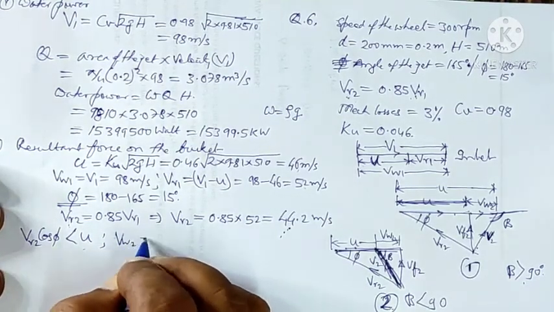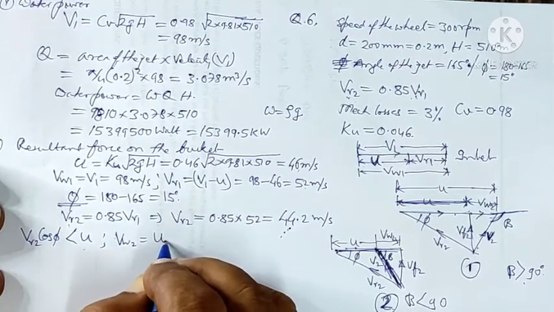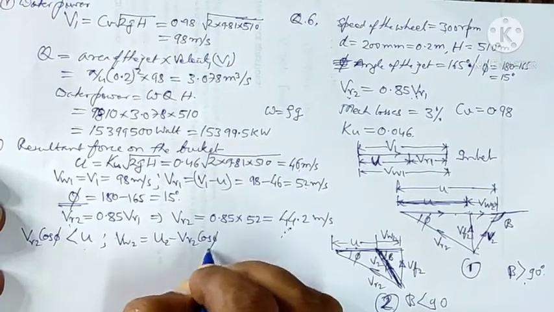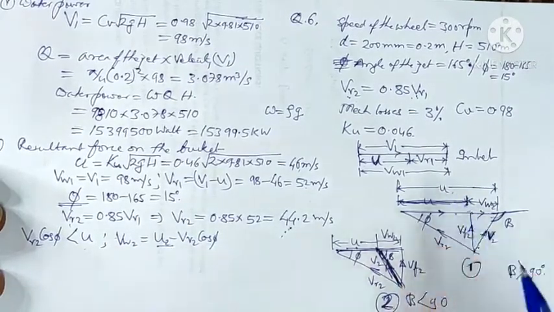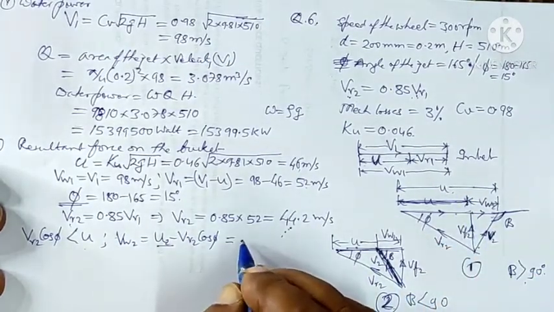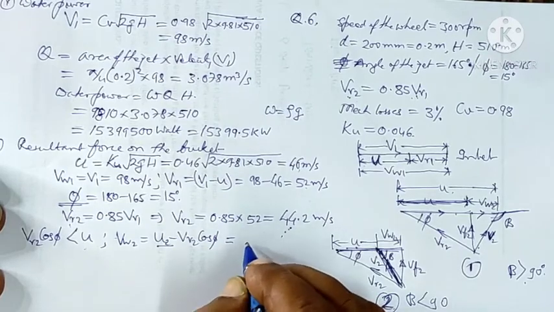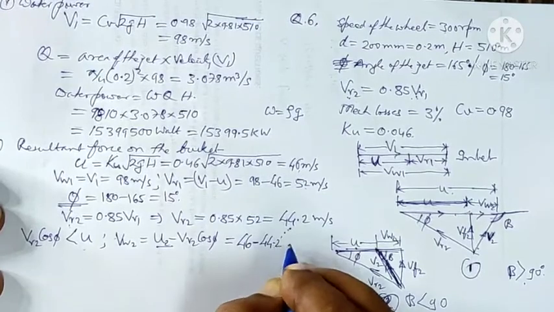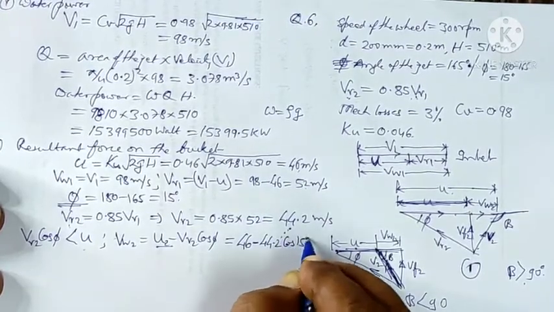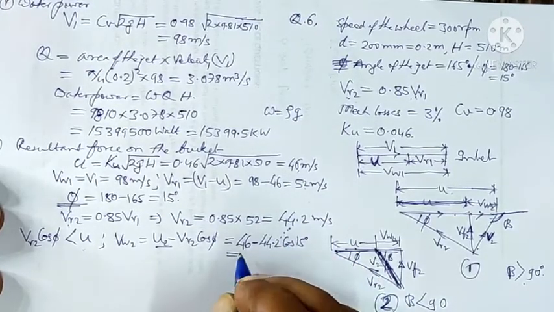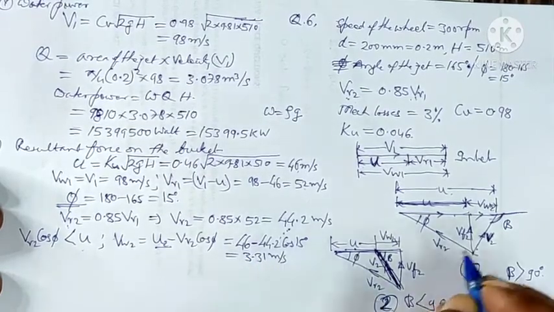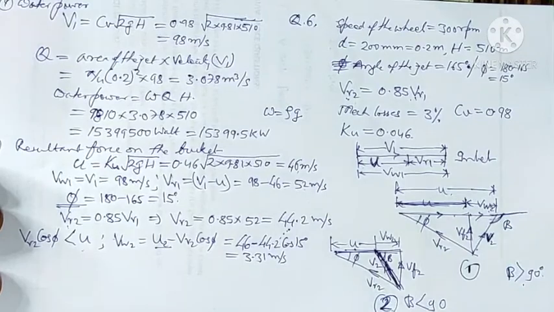VW2 is equal to u2 minus VR2 cos phi. u2 and u are the same, so it will be equal to 46 minus 44.2 cos of 15 degrees, which comes out to be 3.31 meter per second, and this is in this direction. So 3.31 meter per second.